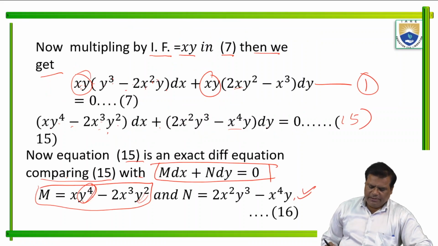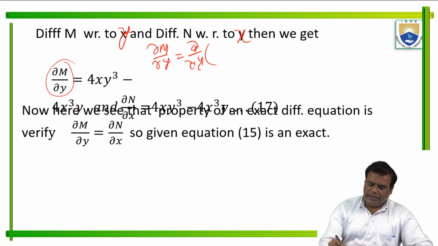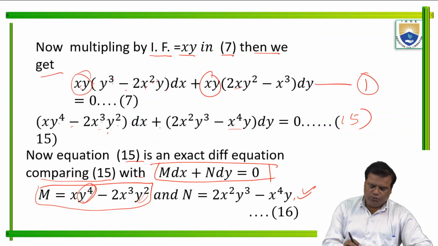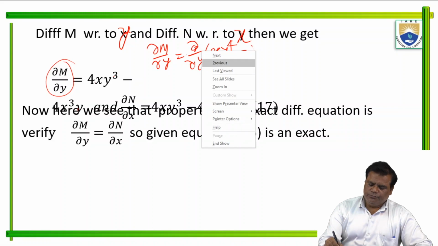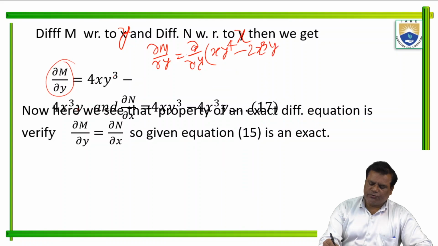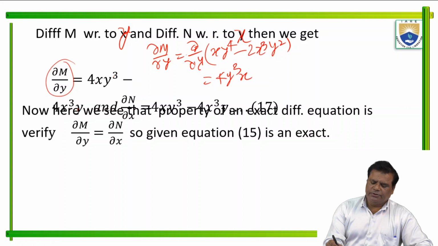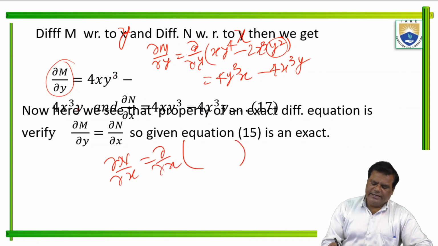So what is M here? M is xy4 minus 2x cube y square. Differentiating with respect to y, 4y cube x minus y square, whose derivative is 2y, so 4x cube y. Now the derivative of N with respect to x, so del over del x of, what is N here?